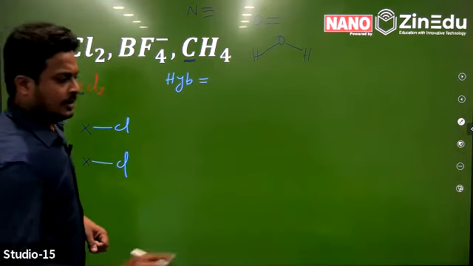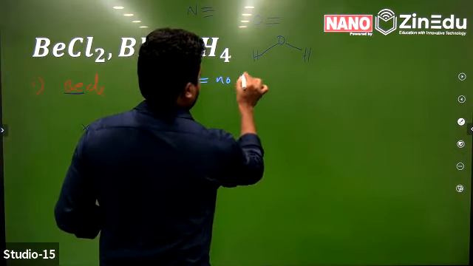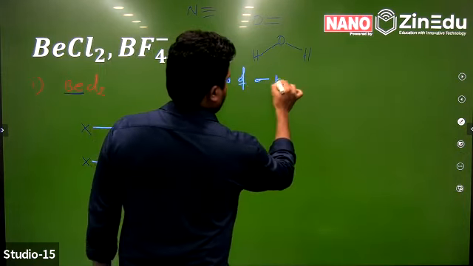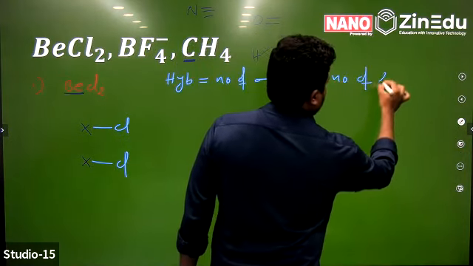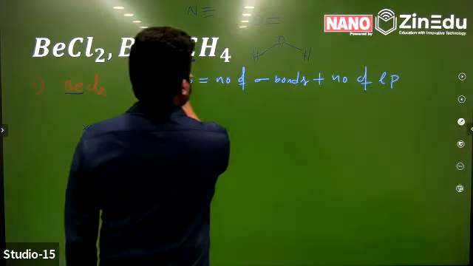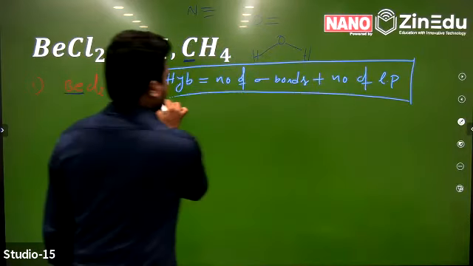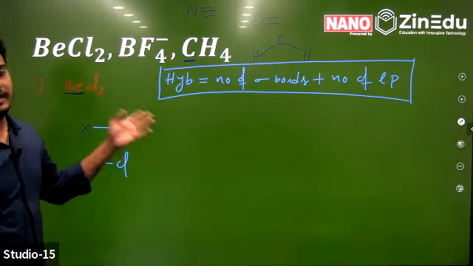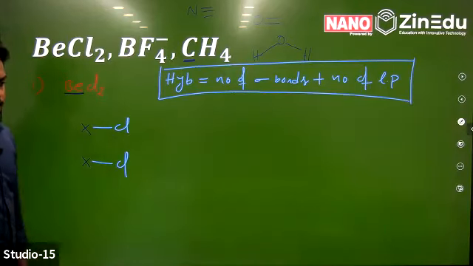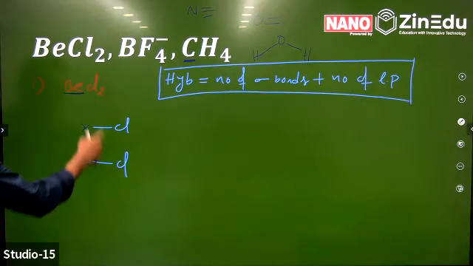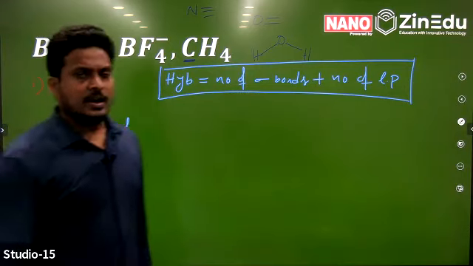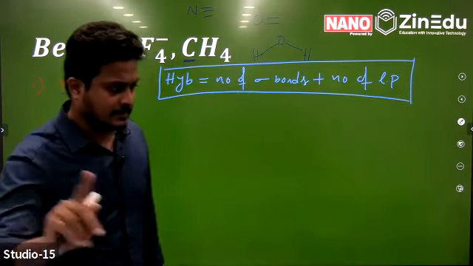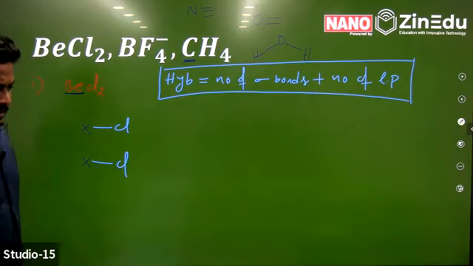Hybridization is equal to the number of sigma bonds plus the number of lone pairs. Based on the total count, we can decide the hybridization of the central atom, right? Now tell me, how many sigma bonds are there in BeCl2? BeCl2 contains how many sigma bonds? 2, sir. All single bonds are considered as sigma bonds. How many are there?